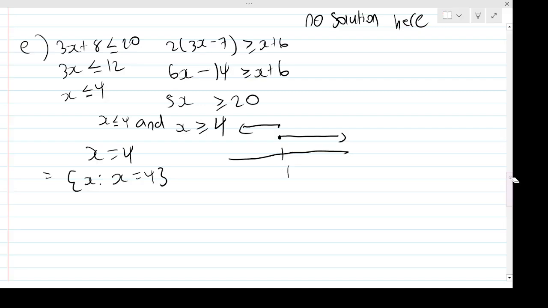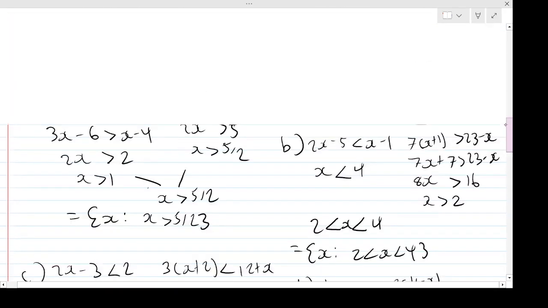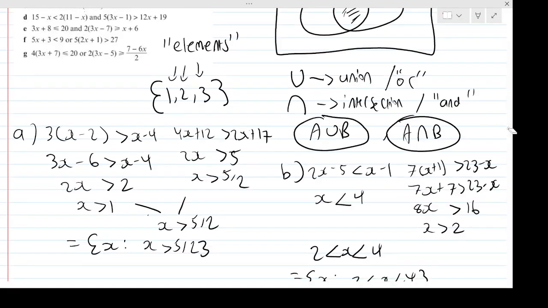There we are. I'm going to get rid of this number line now, to make room, but now we can look at the next question, F. So F now is saying 5x plus 3 is less than 9.